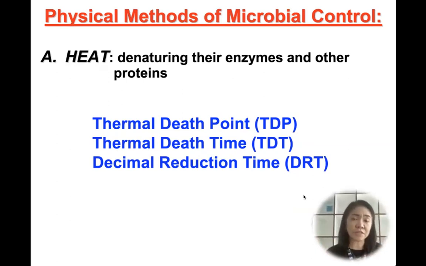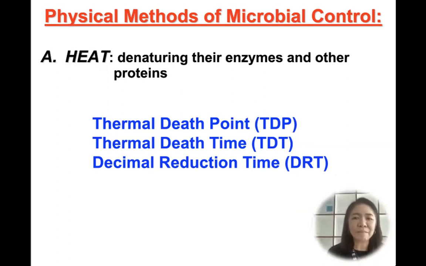So if they're subjected to heat, really high heat, of course, their proteins will coagulate. Now, when we talk about heat, you come across terms like thermal death point, thermal death time, and decimal reduction time, or DRT. Now, your thermal death point refers to the lowest temperature at which all of the microbes in a liquid suspension will be killed in 10 minutes.